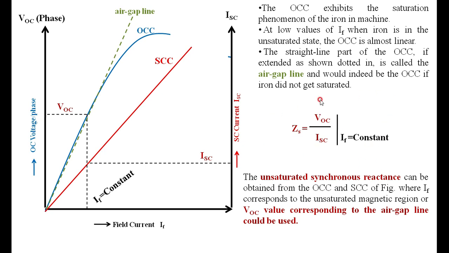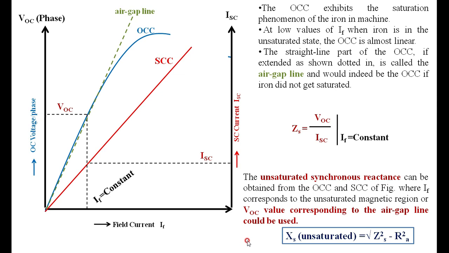Therefore, ZS is equal to VOC divided by ISC for the same field current. Then, if you are interested in the synchronous reactance, that is the unsaturated synchronous reactance, we have a standard formula: the reactance is equal to the square root of impedance squared minus resistance squared. Therefore, it is the square root of ZS squared minus RA squared. This is how we find the unsaturated synchronous reactance of an alternator.